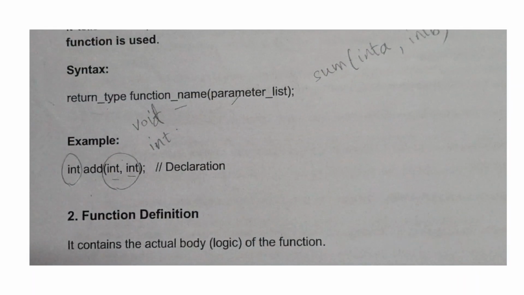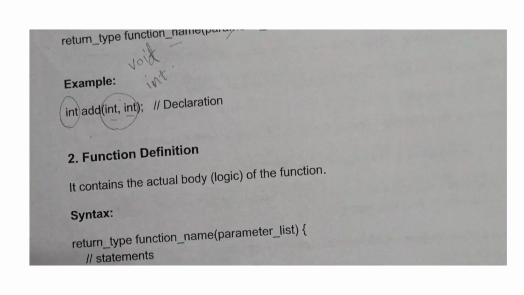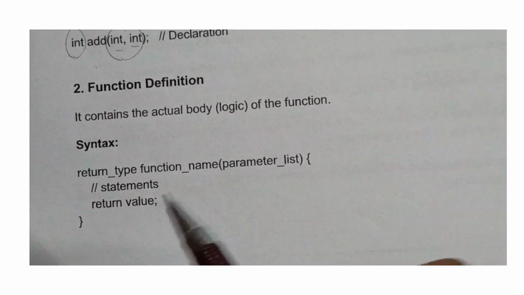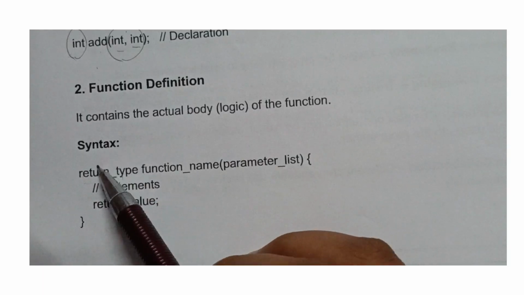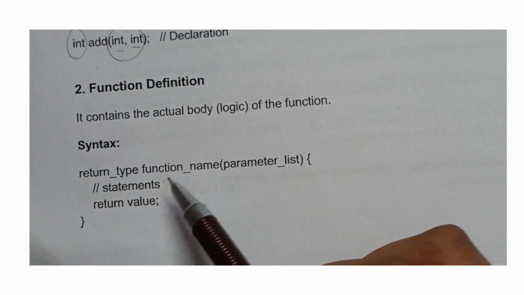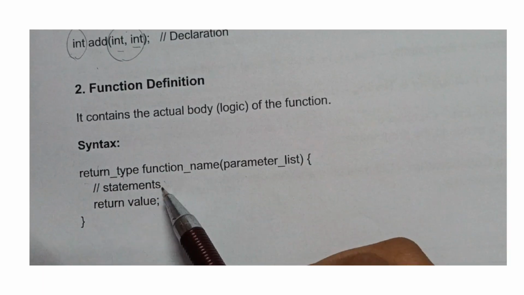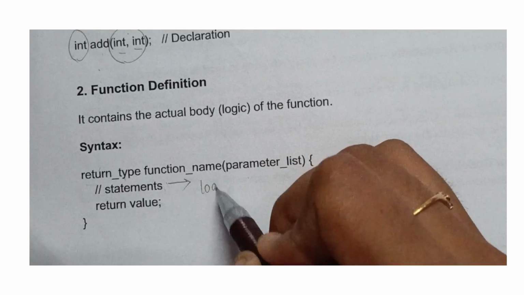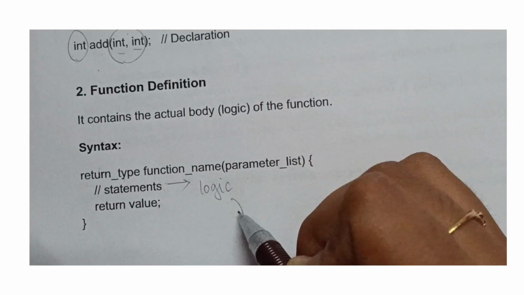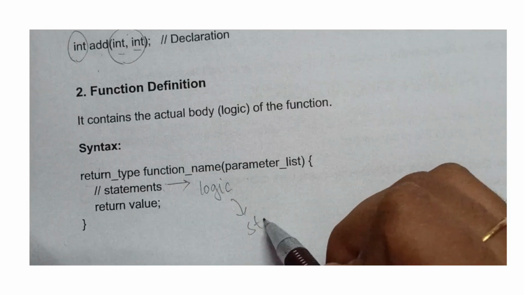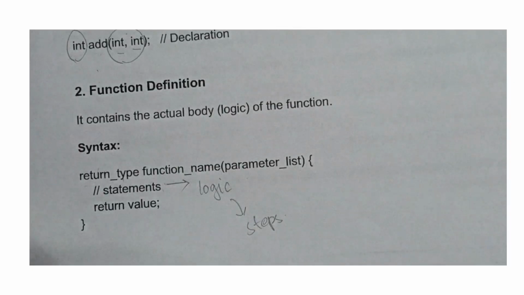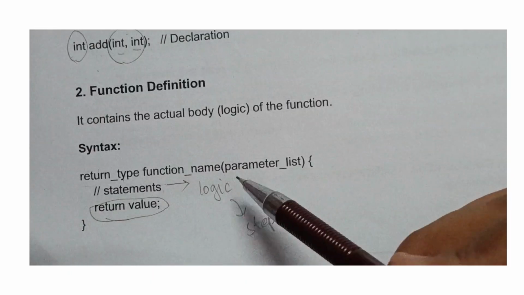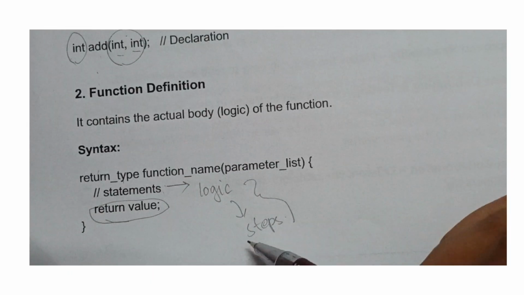Now let's go on to the function definition. It contains the actual body or the logic of the function. The syntax is return type, function name, and parameter list, then the statements. These statements here include the logic or the specific series of steps that are to be performed, and the return value, that is the value which the function returns after performing the specific steps of code.